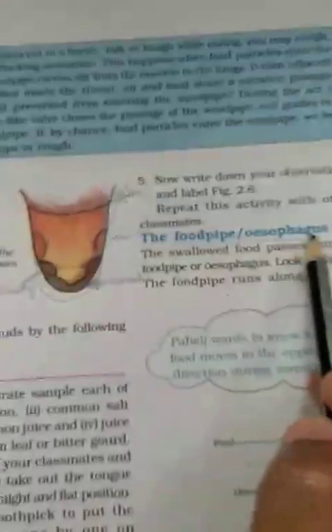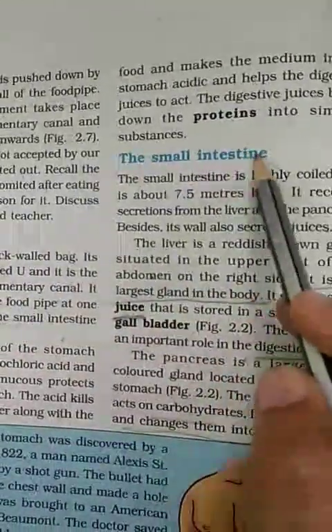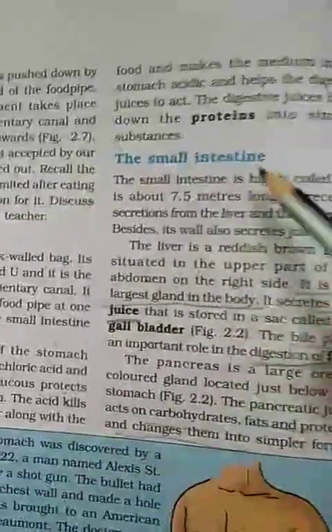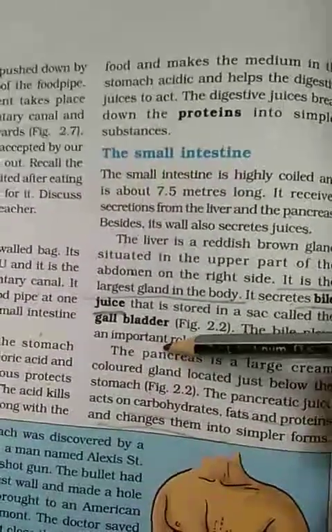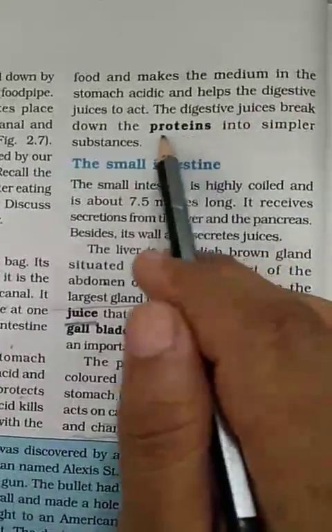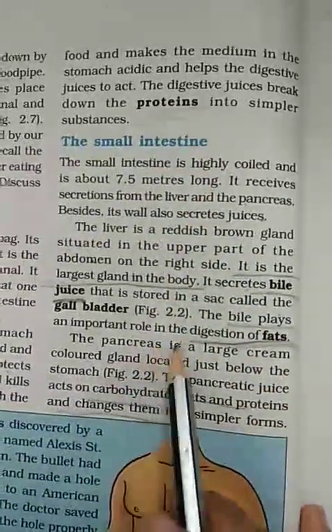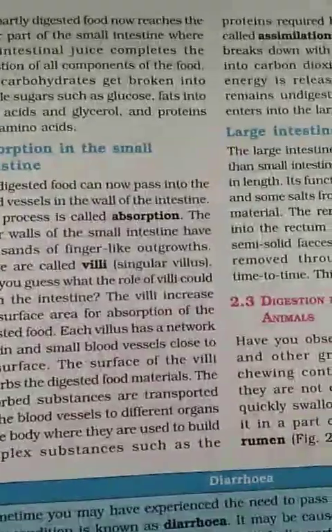Then we have studied the food pipe or esophagus, the stomach, the small intestine, which juices are secreted by different organs, and which juices break which type of component. That is also done in this topic, and the next topics we will see in the next lecture.